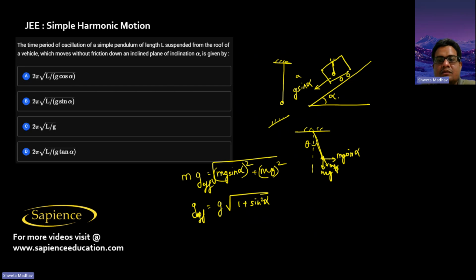So it moves down without friction. Mg sine alpha is also acting. Downwards there is mg. So with respect to the ground frame, mg is acting. So therefore the time period will be 2 pi root over L by g only.